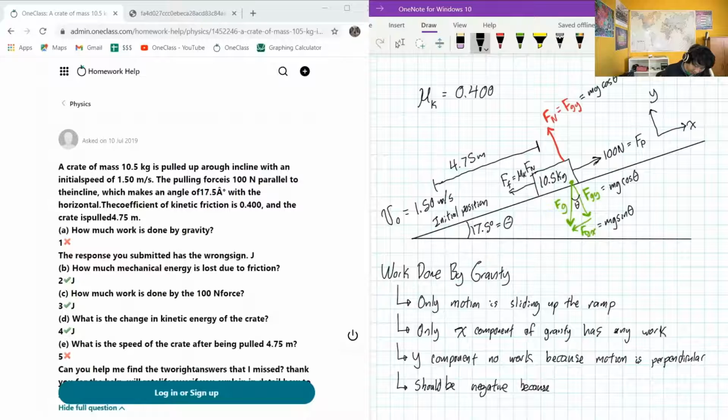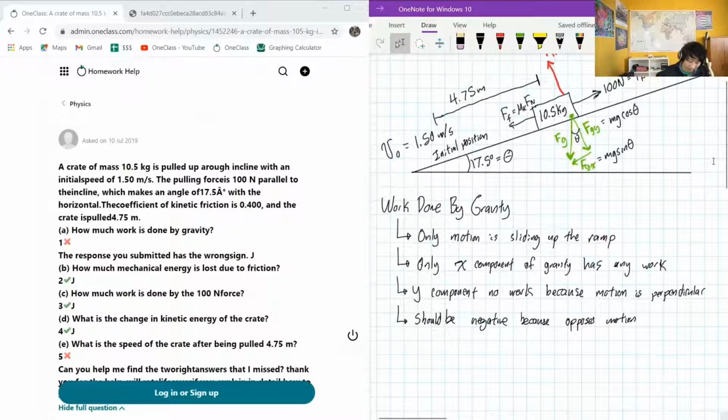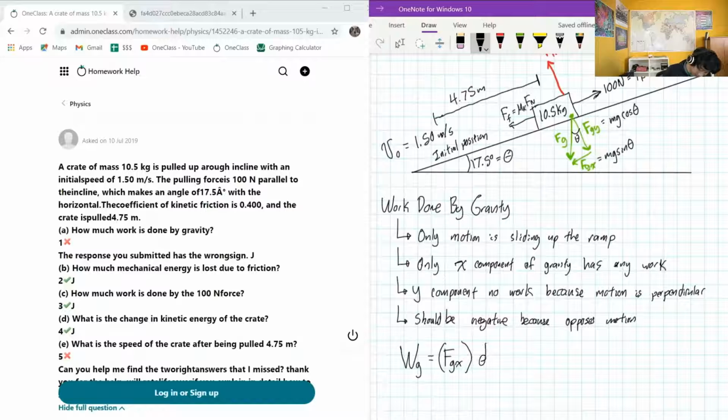Because it opposes motion. And also you can see that FGX is going in the negative x-axis direction, so that would make perfect sense. So the work done by gravity, let's call it WG, is going to be equal to the FGX multiplied by D, which is the distance that it travels. Let's call that D. Okay, so subbing in our numbers here, we have mg cos, whoops, not cos, it's going to be sine.